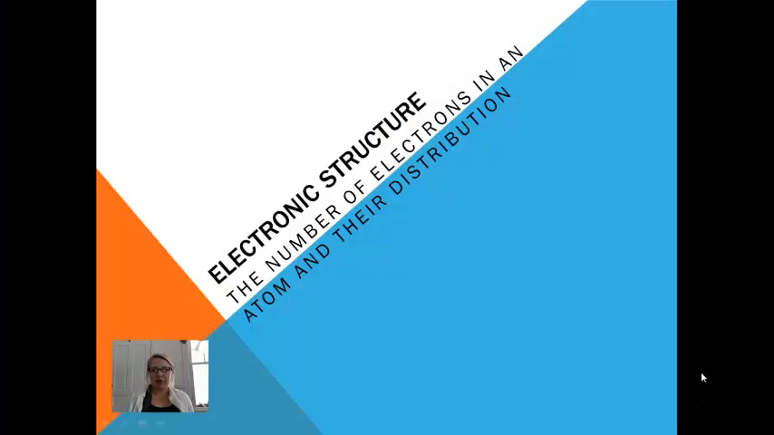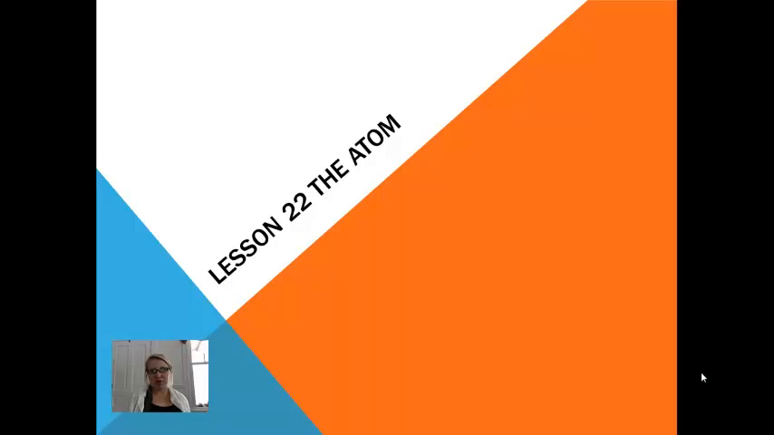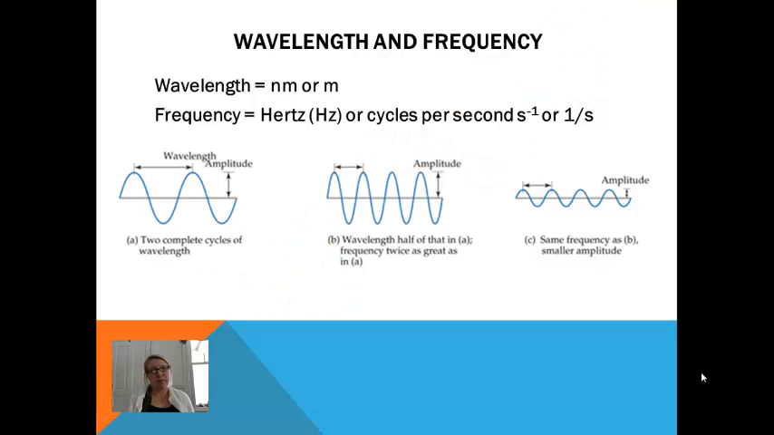This is the chapter on electronic structure, which is the number of electrons in an atom and their distribution. So lesson 22 is a review of the atom. And what I'm going to do is post the PowerPoint for lesson 22 online because there are numerous links that I want you to watch in here. So remember wavelength and frequency.